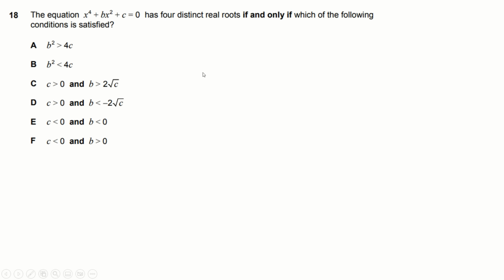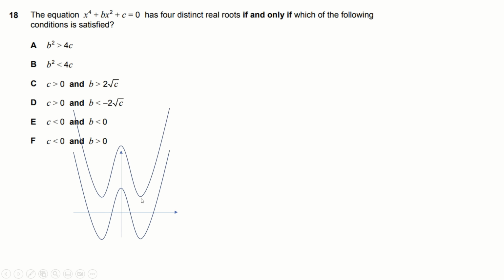For 18, I'm going to draw this. So this is a quartic function. So for it to have 4 distinct real roots, it's got to look a bit like this. It can't look like this, because that has no roots. And it also can't look like this, because that only has 2. It's got to be the middle one.